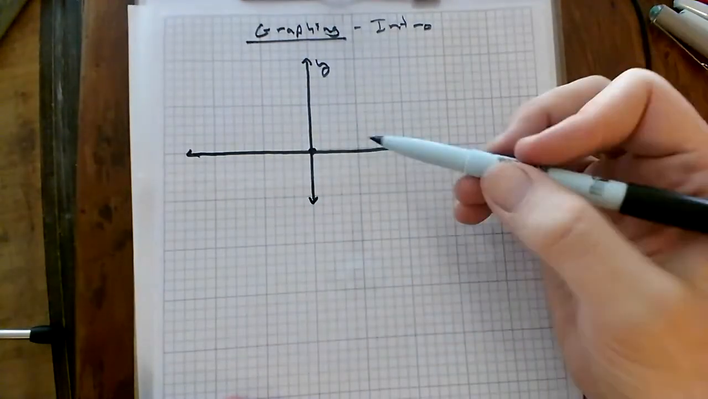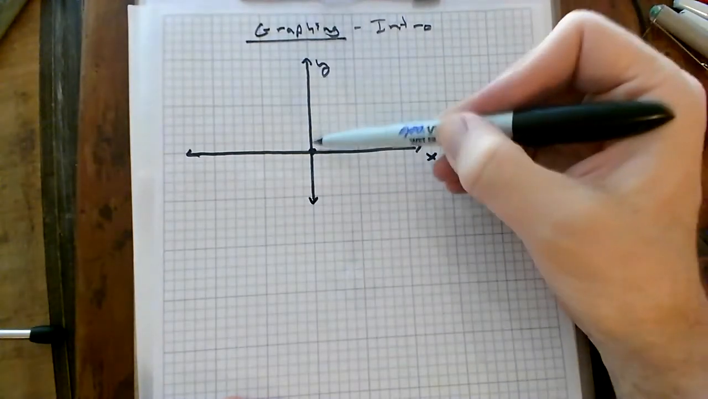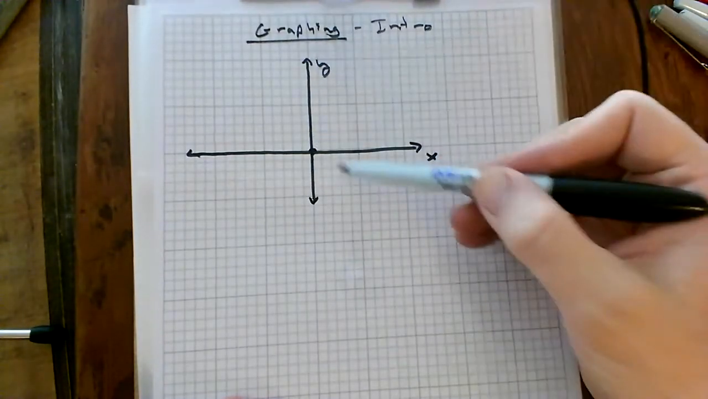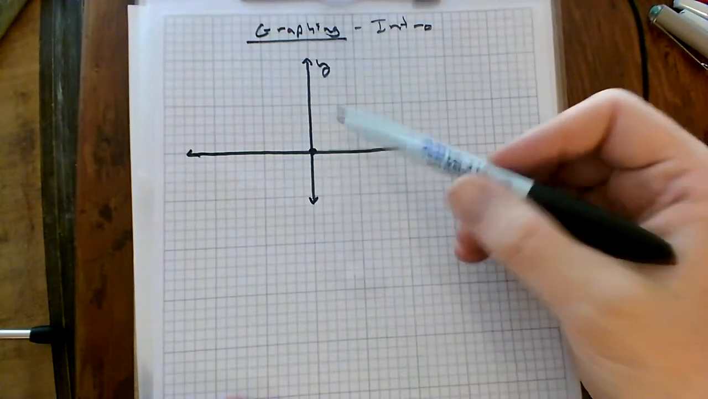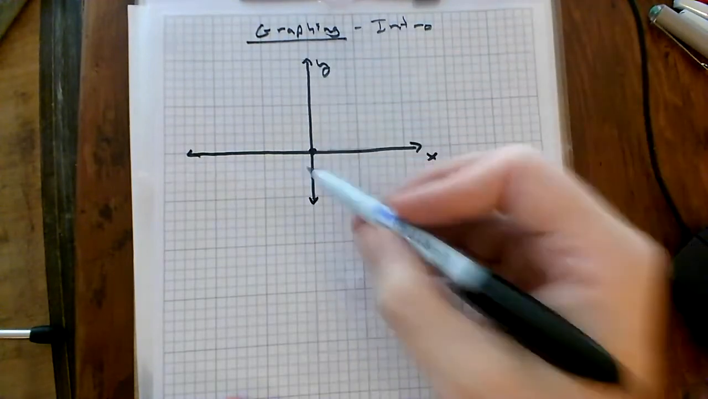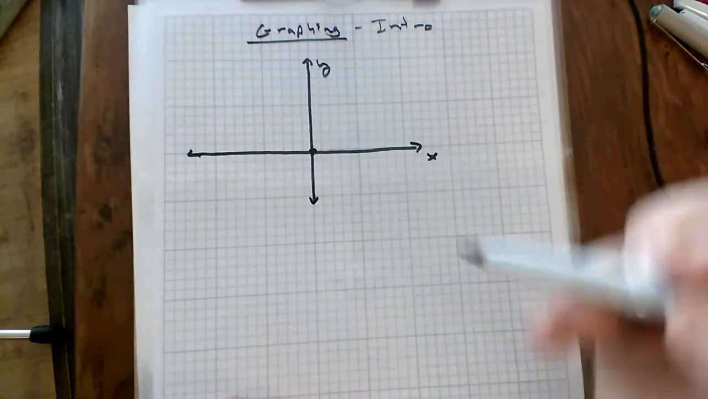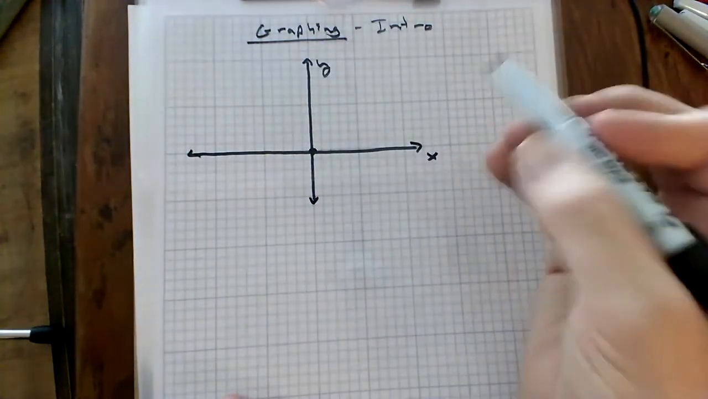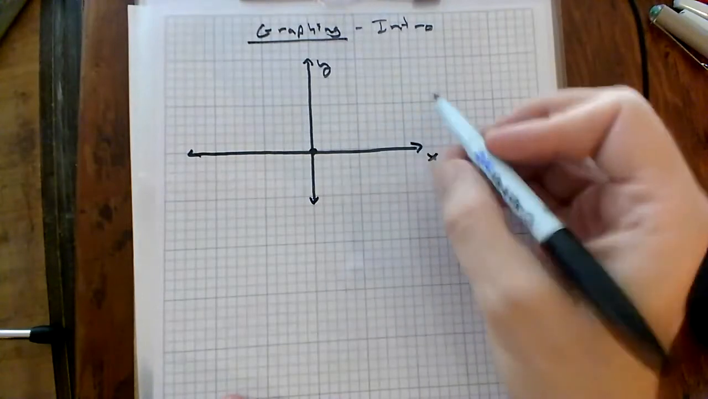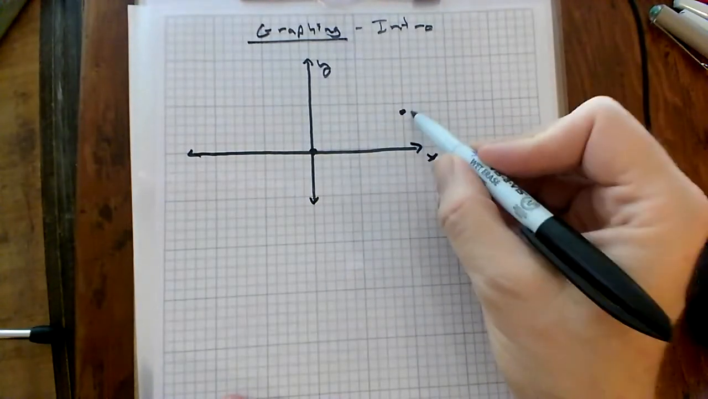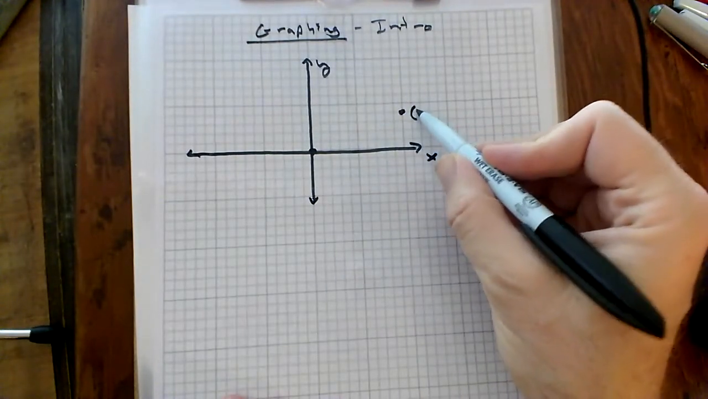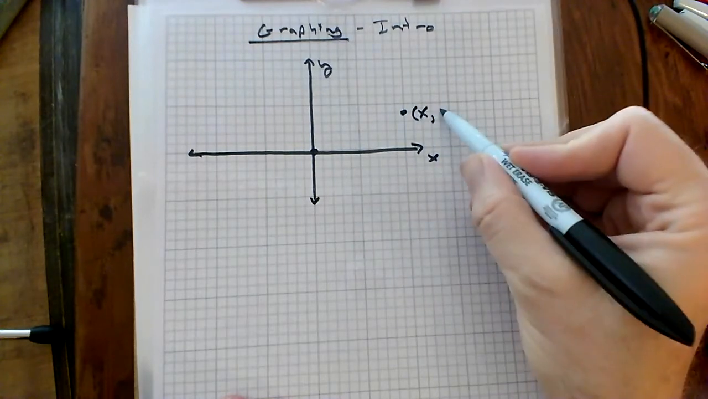Also, whenever we're graphing, by default, up is positive and down is negative. So I've got x to the left and right and y up and down. Any point I put out here, it doesn't matter where it is, we always list this point as the x value first and then the y value.